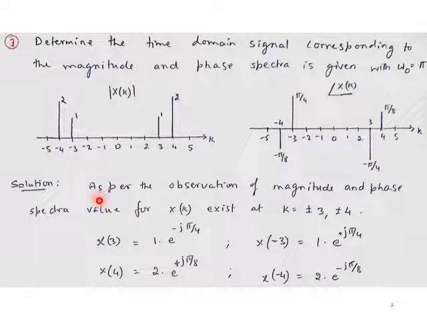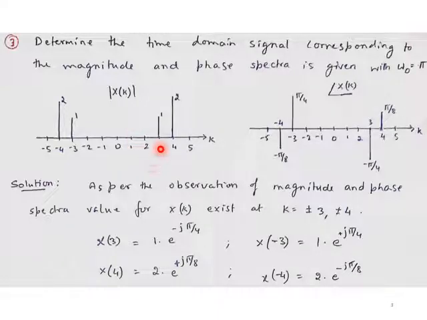As per the observation of both magnitude and phase spectra, the value of x of k should exist only at 3, minus 3, 4 and minus 4. So this is what we can observe. The value at k exists only at k equal to plus or minus 3 and 4. All the rest of the values will be 0. So I just need to identify the phase from the phase spectra and the magnitude from the magnitude spectra, and I can find the Fourier coefficient values.